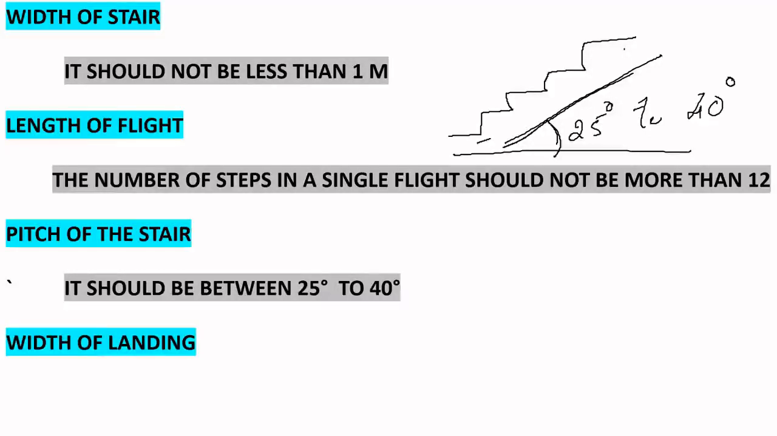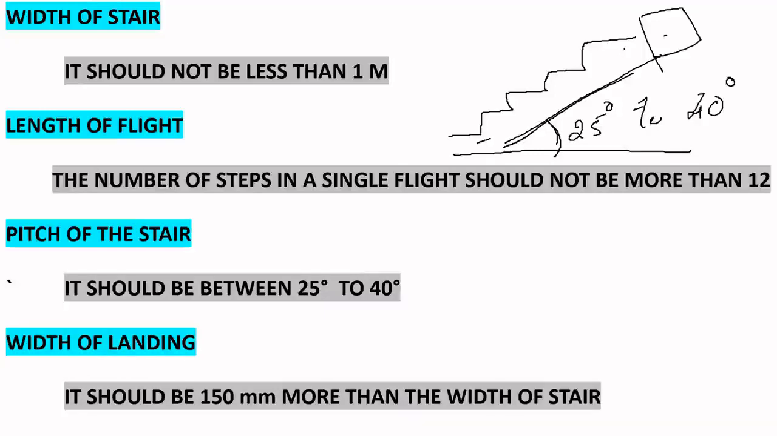Now the width of landing. At the end of the flight you will have a landing. This landing should be 150 mm more than the width of the stair. So if the width of the stair should not be less than 1 meter, the landing should be 150 mm more than the width of the stair.